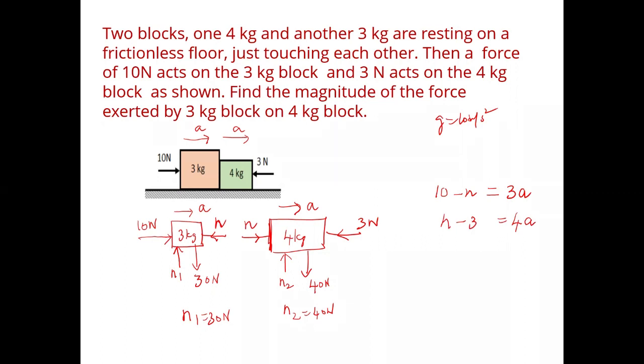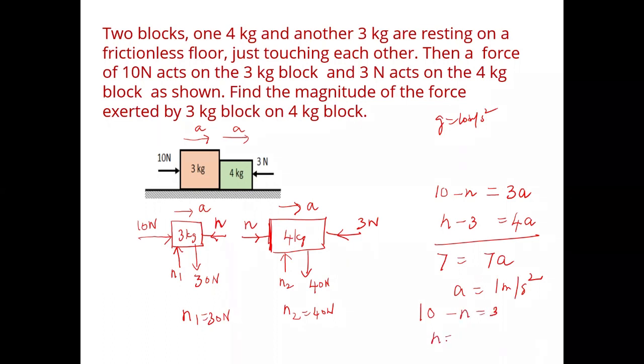So now, what should I do now? Add the two equations. If I add the two equations, this N will go off. 7 is equal to 7a. So a is equal to 1 meter per second square. That's not the answer. That's not asked. What should I find out? I should find out N. So now I can easily find out N. 10 minus N is 3. So N is equal to 10 minus 3. That is 7 newton.